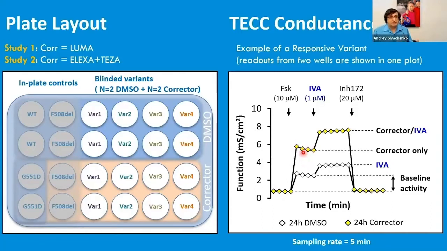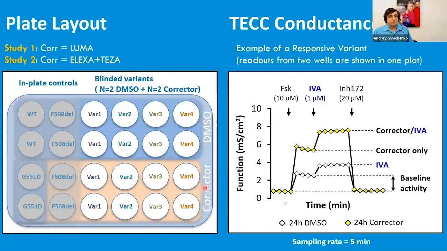And after establishing the residual activity level, we add the potentiator for the full treatment. It's corrector plus potentiator. We usually expect that whatever amount of the protein we get on the membrane and whatever residual function it might have, increasing its open probability should further increase the conductance. And this is exactly what we see, at least here in this example, for both treated and untreated samples. Upon adding ivacaftor, the conductance further increases.